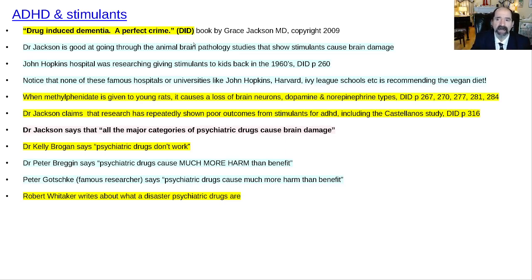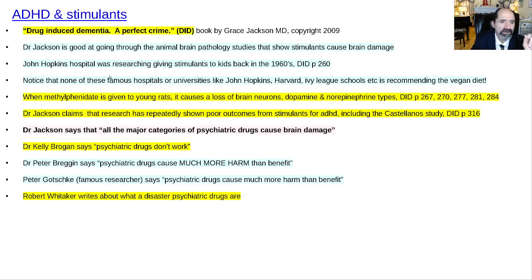And then what happens, psychiatry is weird. It always tries to blame the person's cognitive impairment on their intrinsic disease. Oh, they're cognitively slow because they're depressed. Cognitively slow because they're bipolar. No, they're cognitively slow because they've been poisoned with these drugs, and the age-matched, demographic-matched controls of the same age who didn't get drugged have better function. Dr. Jackson is good at going through the animal pathology studies showing stimulants cause brain damage and other types of psychiatric drugs cause brain damage.